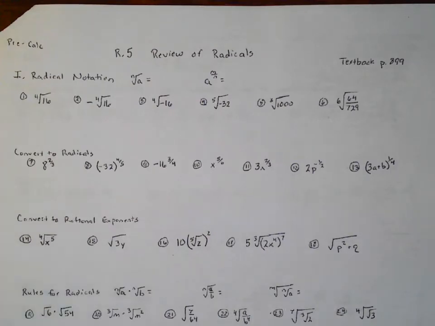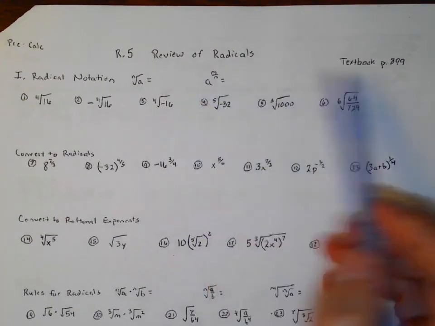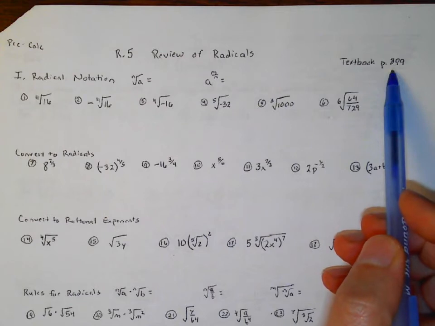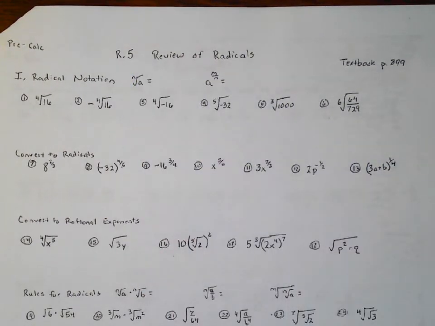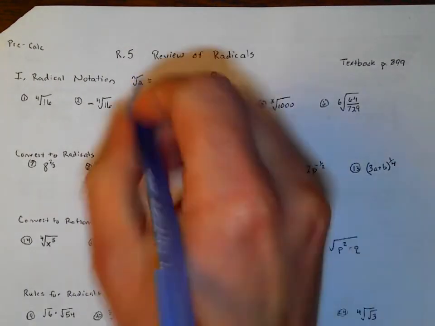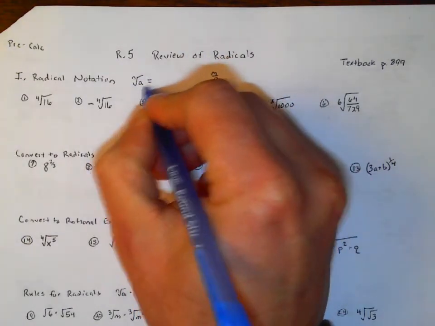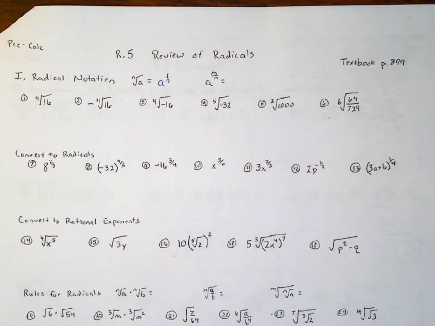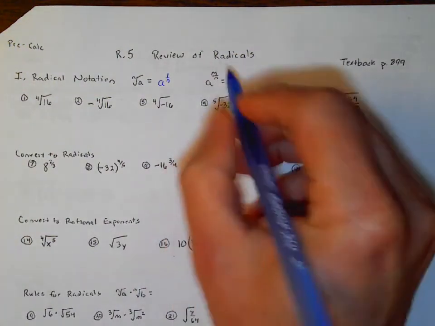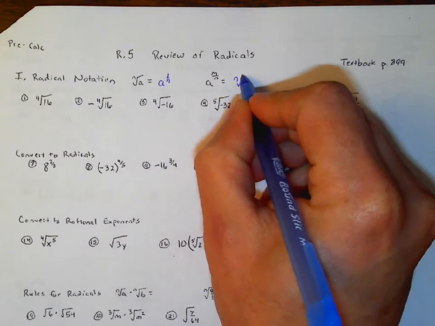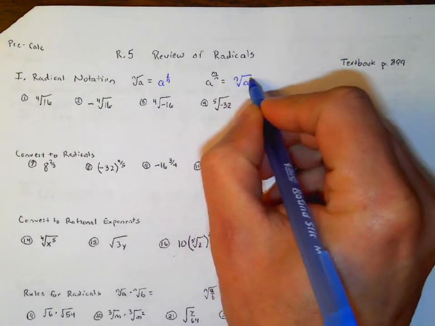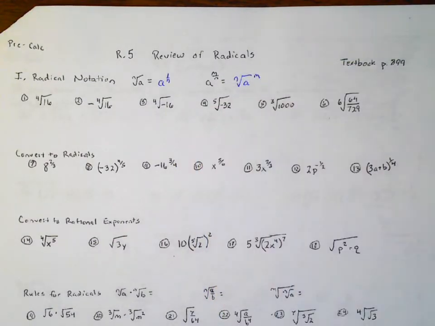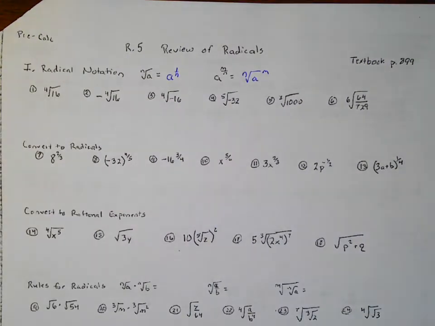R5, reviewing radicals. This is page 899, Algebra 2 review in the back of your textbook. Alright, so the nth root of a is the same thing as a to the 1 over n, which we kind of talked about the other day. We also talked about this being the nth root of a to the m. Okay, so we talked about those two different things.